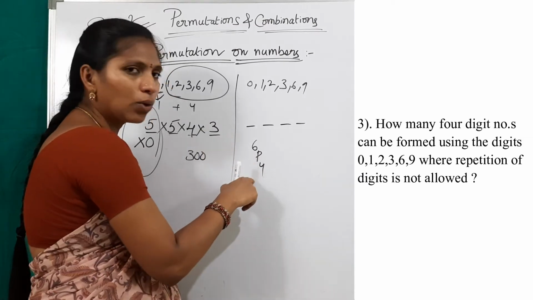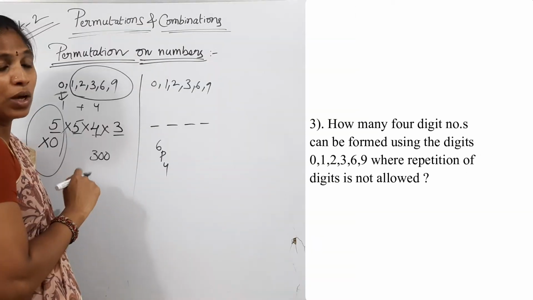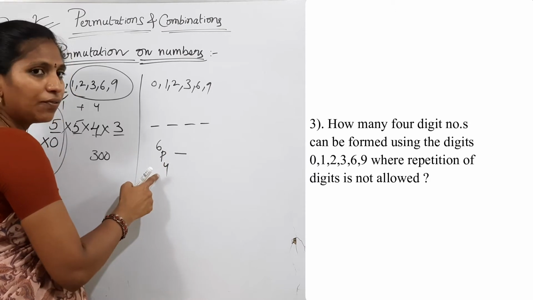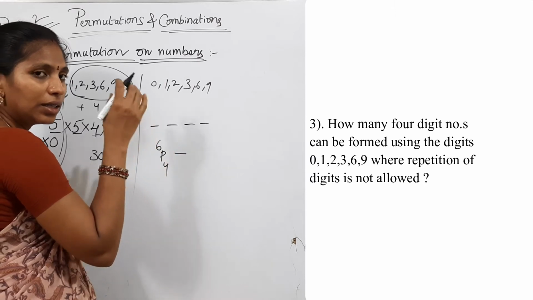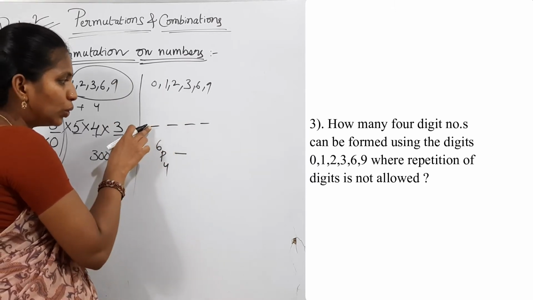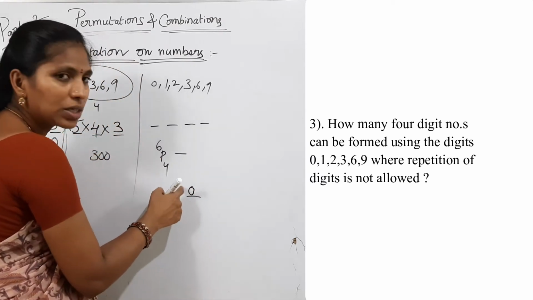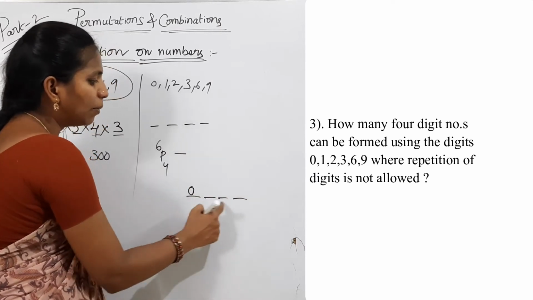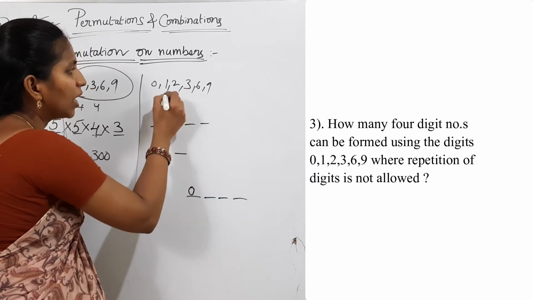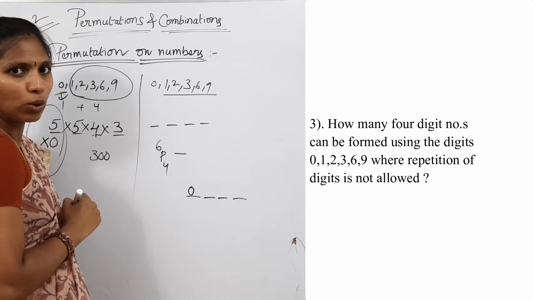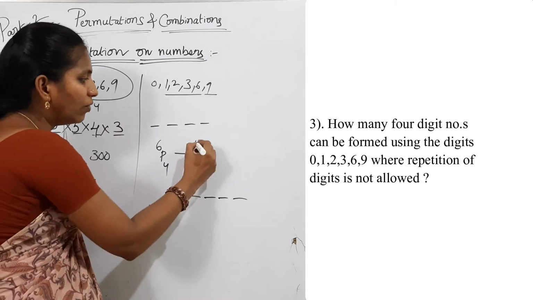6P4 including 0. If there is 0 here, then we get only a 3-digit number. So this is for all possibilities. Subtract the number of possibilities to get 0 at first place. Suppose 0 is at first place. How many positions remain? 3. In these 3 places, we can place from the remaining 5 digits, except 0, because 0 is fixed at first place. So 5P3.